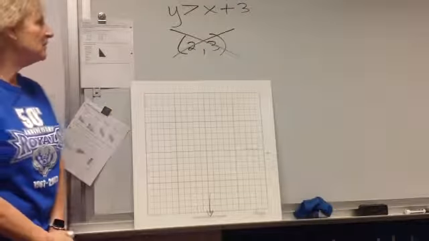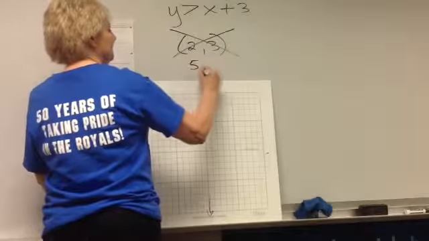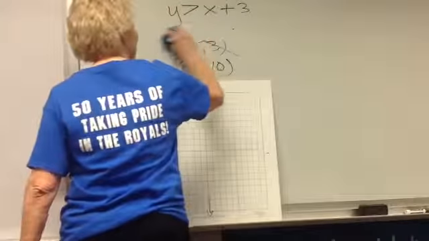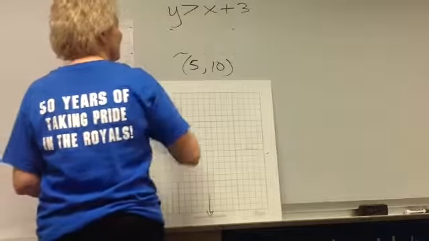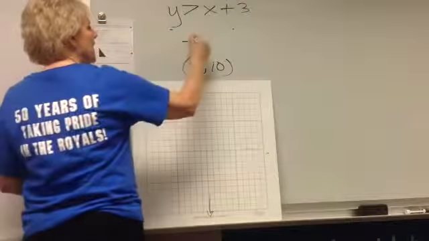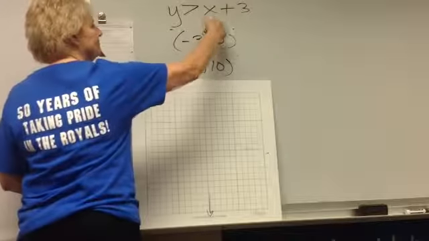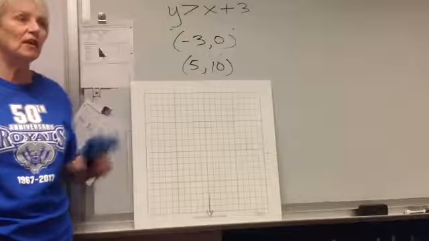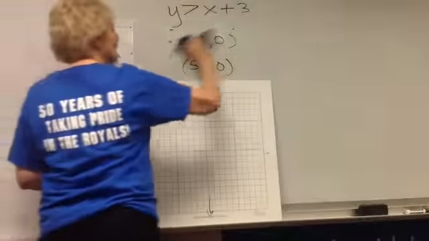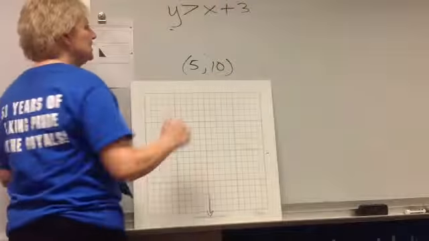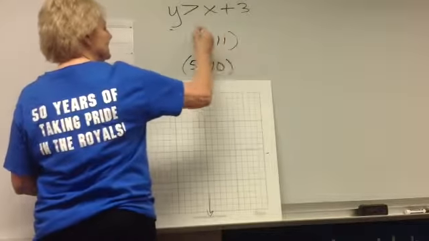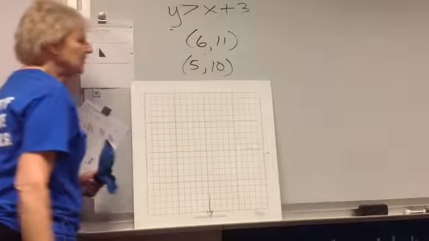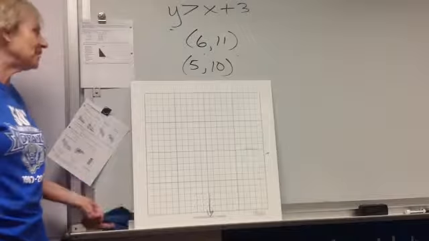5 and 10. 5, 10 works. How about another one, Joel? Negative 3, 0. Doesn't work. 0 is not greater than 0. Another one. 6, 11. 11 greater than 6 plus 3? Yeah. There's an infinite amount of ordered pairs that work.